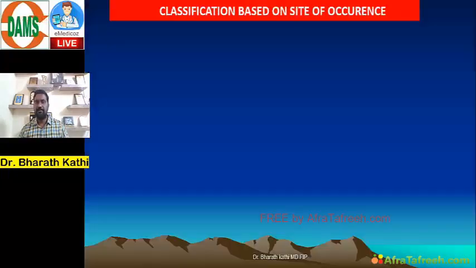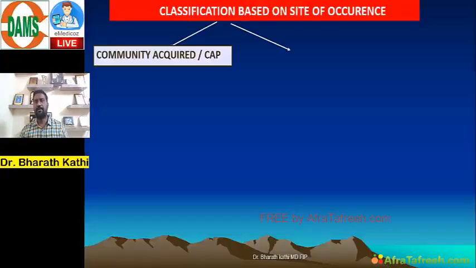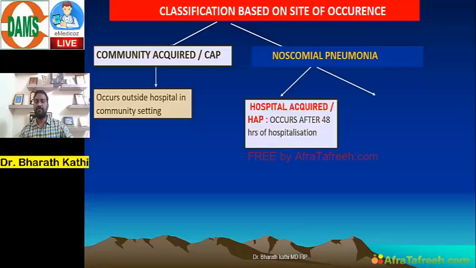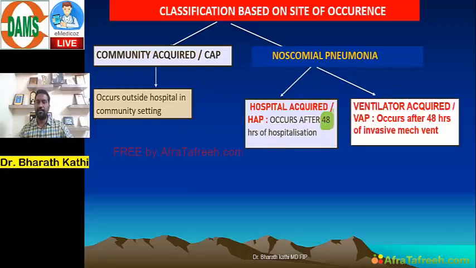So the classification based on site of occurrence: community acquired pneumonia, nosocomial pneumonia. This is the recent classification given by the European Respiratory Society. Community acquired pneumonia happens outside, in community settings. Hospital acquired pneumonia occurs 48 hours after hospitalization. So you should know this time frame. Ventilator associated pneumonia occurs 48 hours after invasive mechanical ventilation.